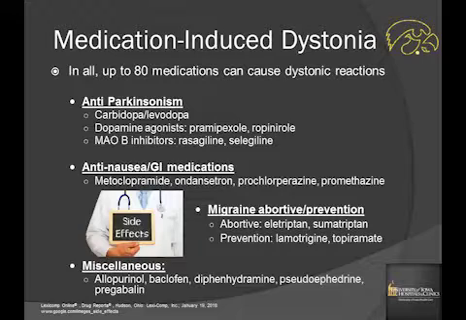So I think these two slides really highlight the importance of, if a patient does come in with a new onset dystonia, that there's a number of medications that we need to be thinking about, and we really have to make sure that we take a very good medication history for them.